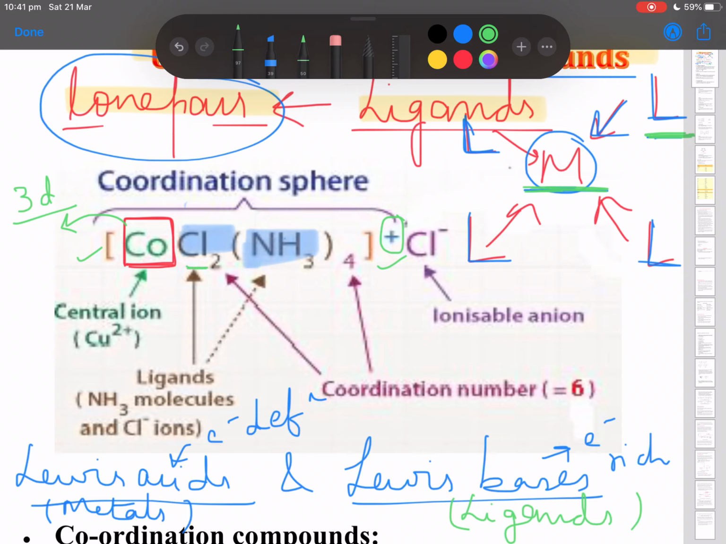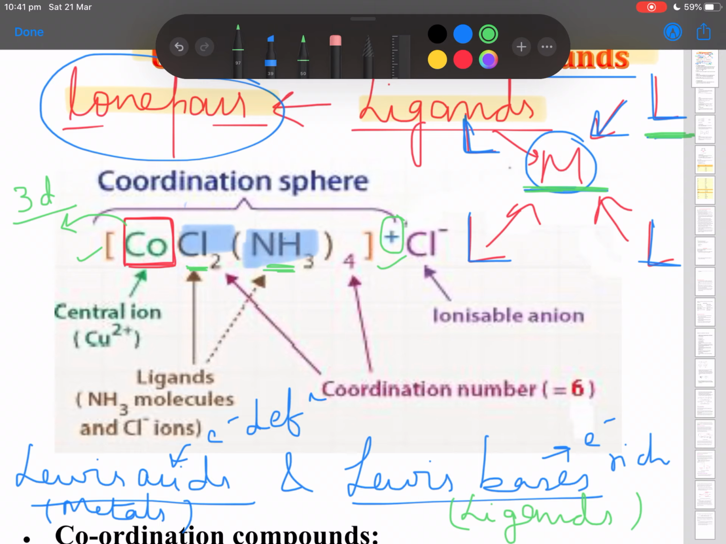Apart from that, ligands are also having a certain amount of charge. For example, Cl has a -1 charge. We all know that. And NH3, which I am calling amine, does not have any charge. So this series of ligands I'll be giving you in my lectures, and the charges we have to memorize, that also I'll be sharing with you.